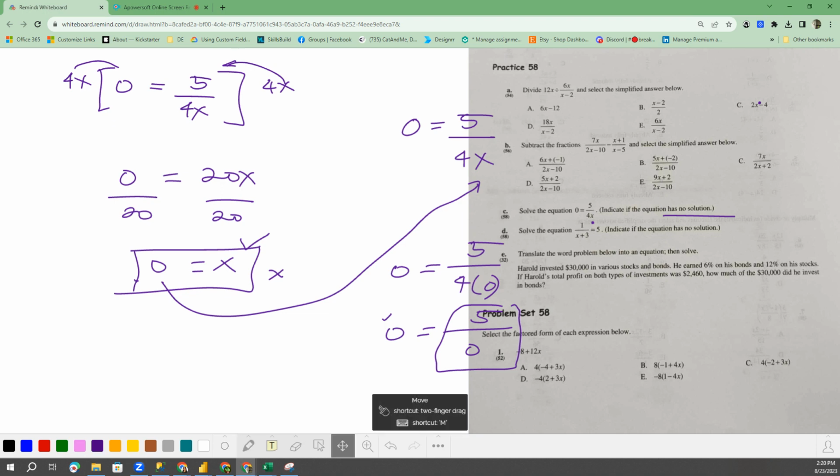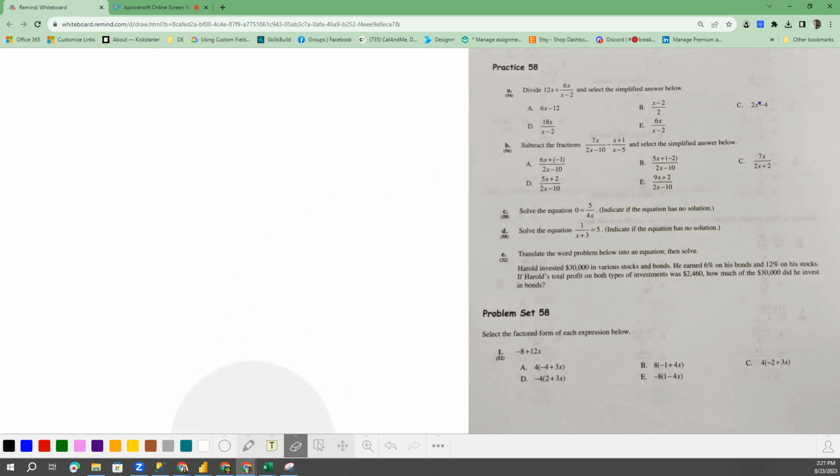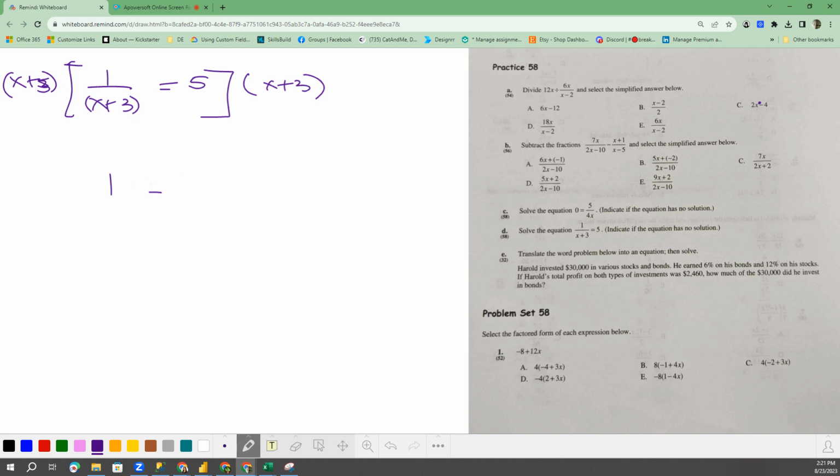So let's try that. You only do that when you have an x in your denominator. If you have x somewhere else, not in the denominator, you don't have to worry. Okay, so let's try this one, letter D. Another x in your denominator. So you have 1 over x plus 3 equals 5. Okay, so this is your denominator. We will put this in parentheses. So therefore, we can multiply the whole thing by x plus 3. Okay, so this one will cancel out. So you have 1 equals 5 times x plus 3.